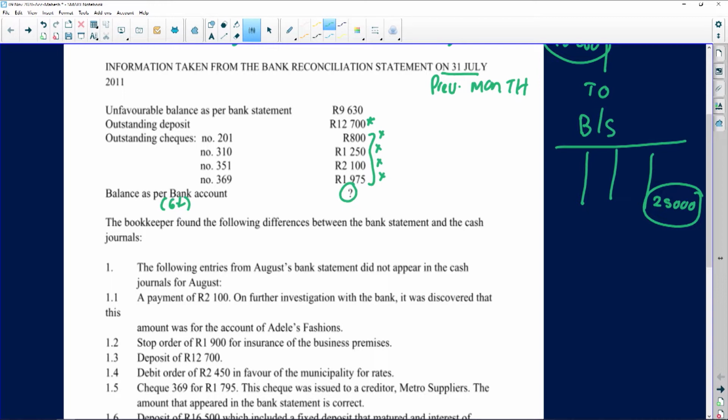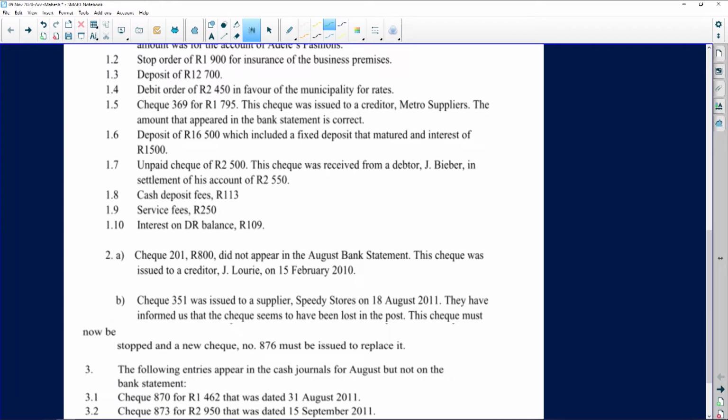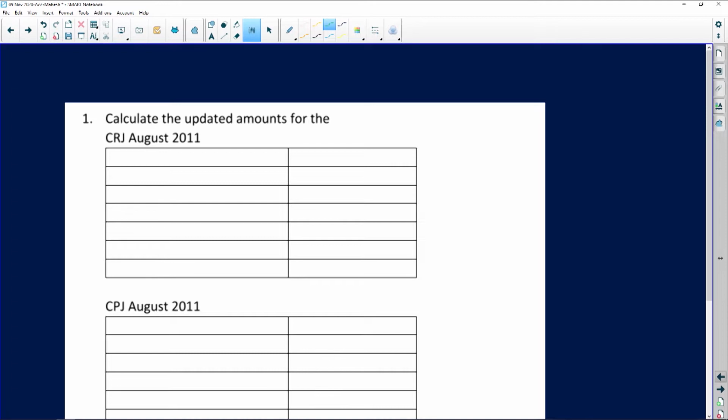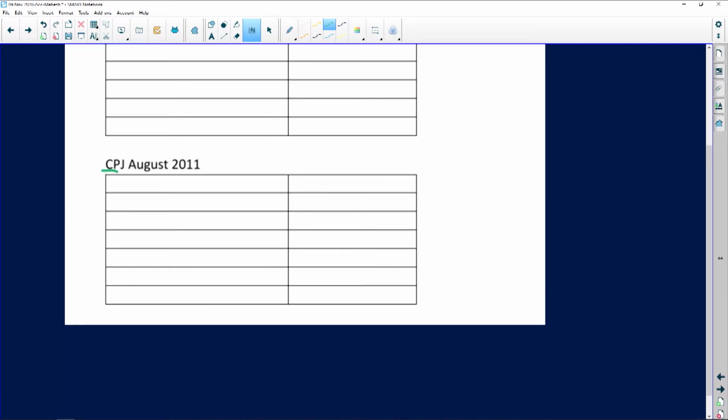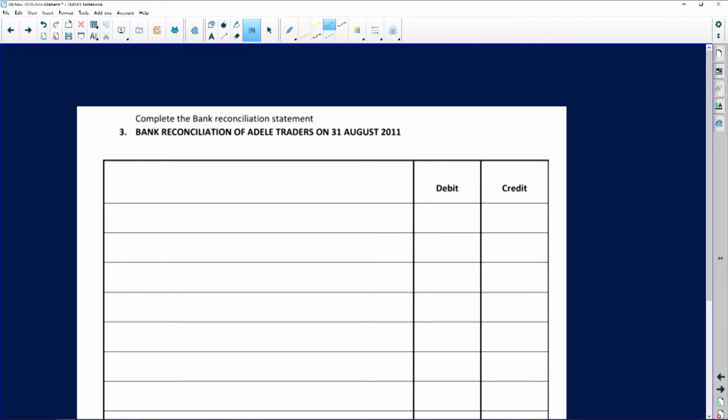Then the bookkeeper found the following differences between the bank statement and the cash journal. So here are all the differences, and in a moment we're going to read through this information and reconcile our records with the bank's records. Right, so looking at the information, let's now look at what is required. They want you to calculate the updated amounts for the CRJ, the CPJ. Then they want you to prepare a bank general ledger account, which we're going to do together. And then finally, complete the bank reconciliation statement on the 31st of August.